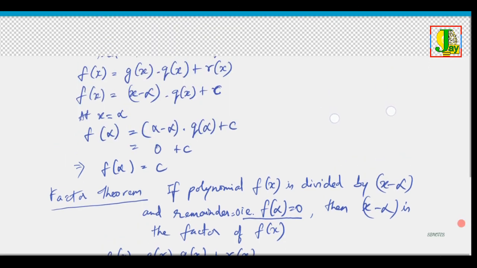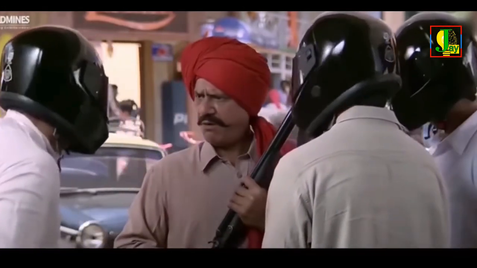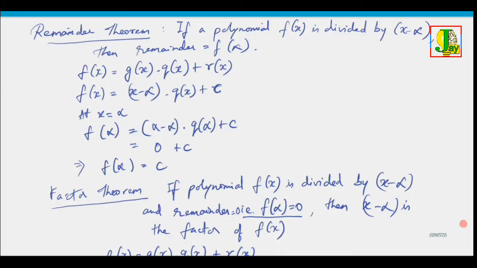रिमाइंडर थ्योरम और फैक्टर थ्योरम बहुत ही सिंपल है. रिमाइंडर थ्योरम में रिमाइंडर क्या है वो बता रहा है, एंड फैक्टर थ्योरम में फैक्टर कब होता है ये बता रहा है. सो कोई कंफ्यूजन होना ही नहीं चाहिए. ऐसे तो लोगों को बहुत कंफ्यूजन होती है. आप तीनों की शक्ल मिलती है, जुड़वा हो? नहीं, हम तीनों तुड़वा है.